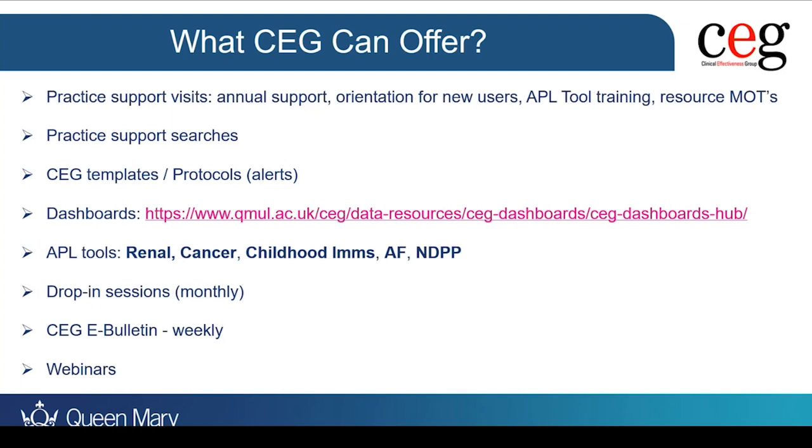So here's the link on here for you. It will take you to our main landing page. If you're looking for a NEL dashboard, it will be on that first page. If you are in a borough, then you would need to click onto either your Barking and Dagenham, your Havering, or Redbridge borough before you will then see the LIS dashboards. You've got your tools, as Mevish mentioned, your renal tool, your cancer tool, your childhood immunisations, the AF and the NDPP one.